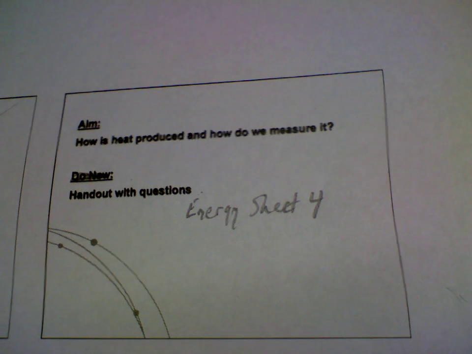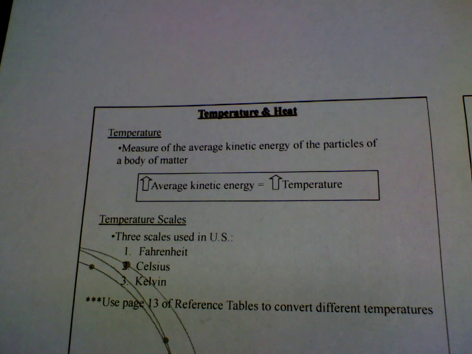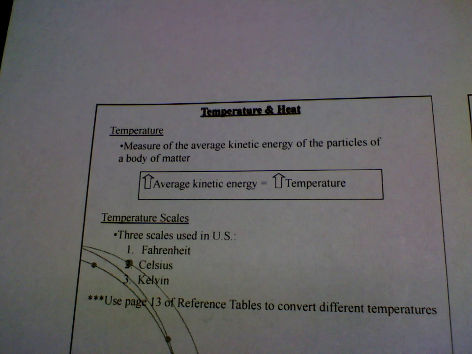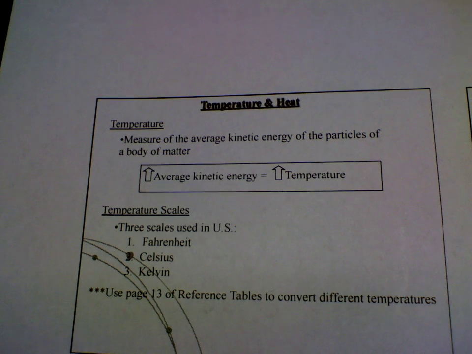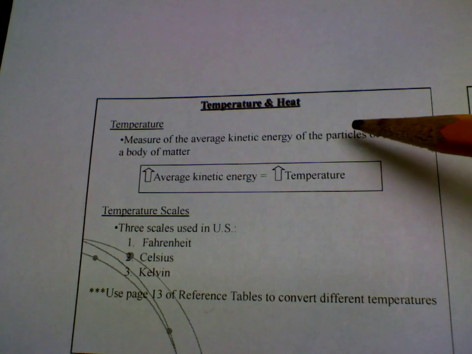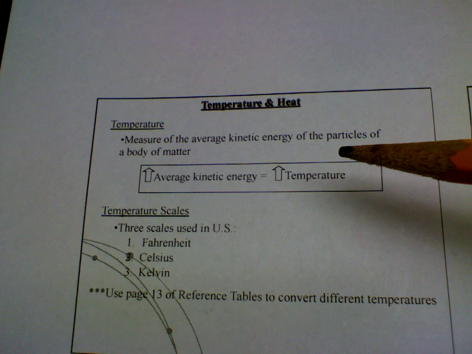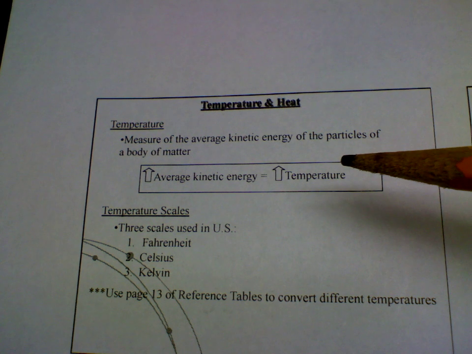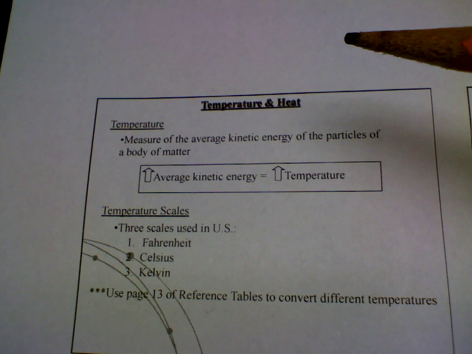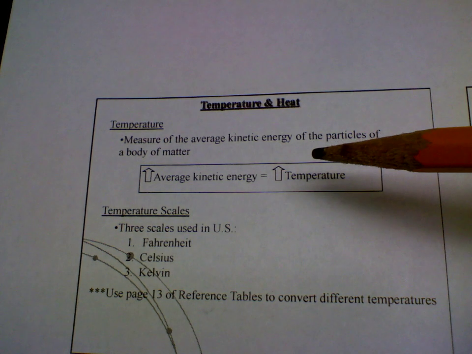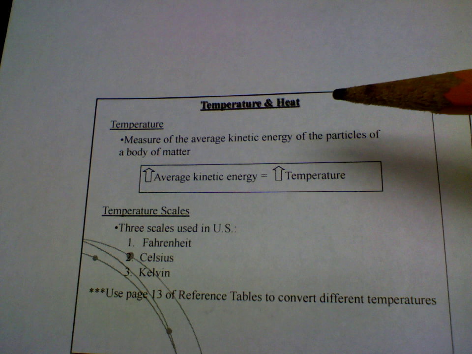Okay, so let's go over here to the next slide and take a look at what temperature and heat actually is. Temperature is the measure of the average kinetic energy of the particles in the air. That's what we're going to really use it for. It could be in any body of matter, it could be in an object. And what is kinetic energy? We just looked at it. That's the energy of motion.